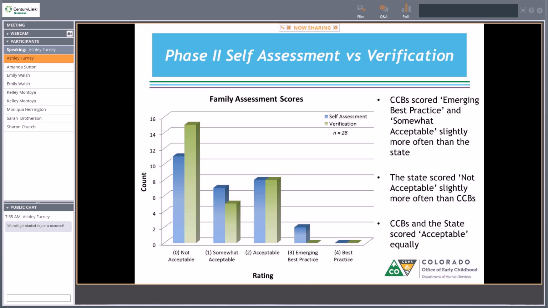Next we'll break it down by section of the QIO and IFSP. This shows how many times each rating was used. For example, if we look at those first bars for not acceptable, it shows that the self-assessment CCB used that score 11 times, and the state used that score 15 times. So CCBs are scoring emerging best practice and somewhat acceptable slightly more often than the state, and the state is scoring not acceptable slightly more often than the CCBs. And then we're scoring acceptable equally. So that's looking pretty good.